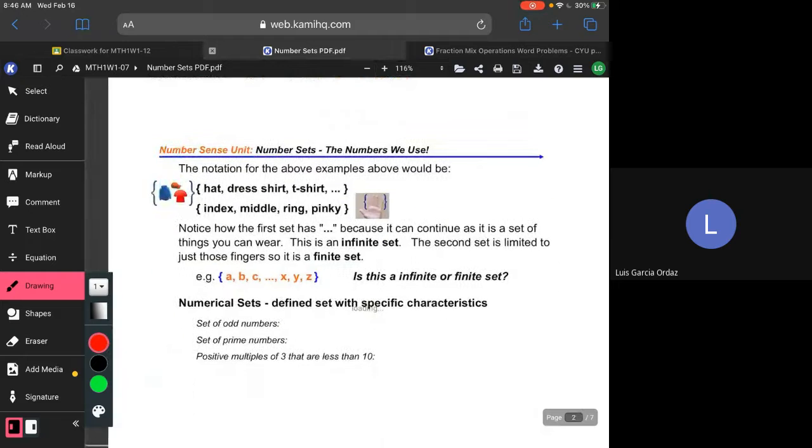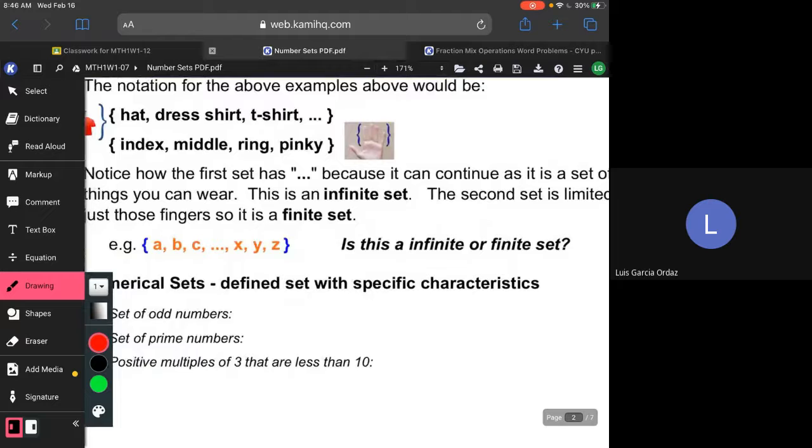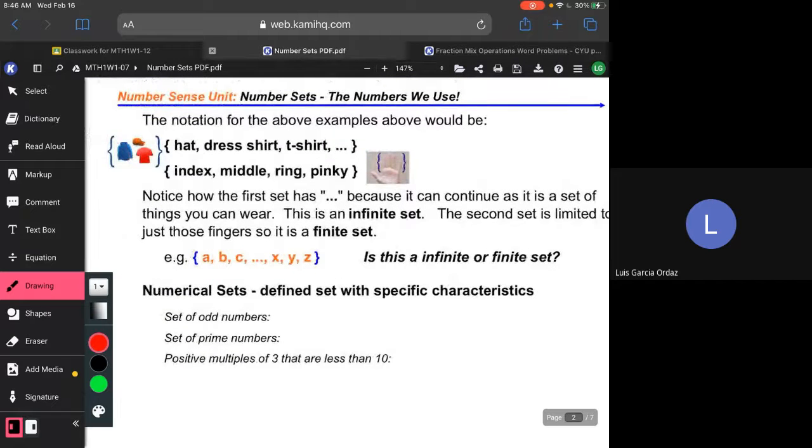So the notation for the examples above would be hat, dress, your t-shirt, etc. For your hand, you have your index finger, your middle finger, ring finger, and pinky finger. Notice how the first set has an ellipsis at the end, the dot, dot, dot. This is because you can continue it as a set of things you can wear. So this is called an infinite set. If you have the three dots at the end, you're telling me that your set is infinite.